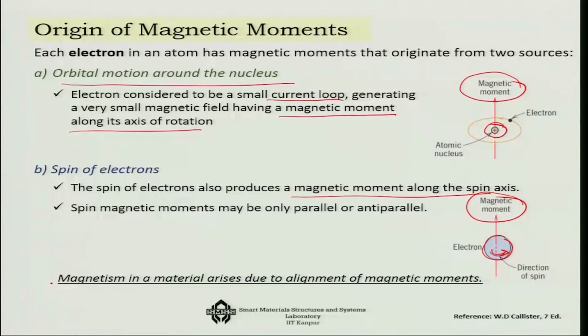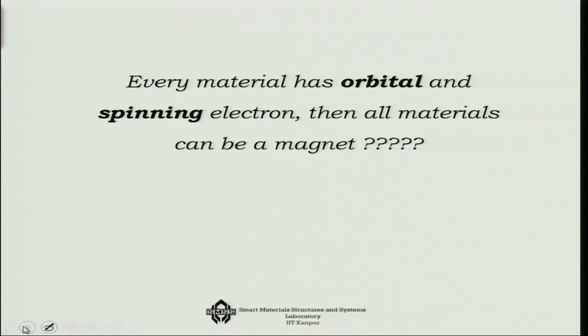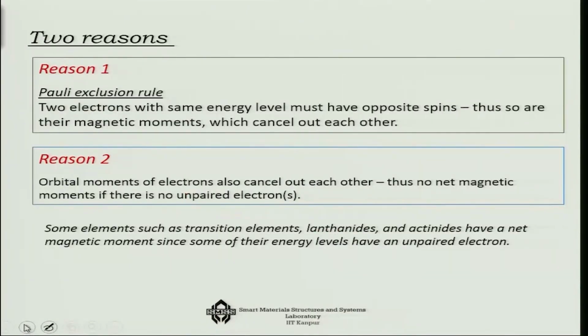So magnetism in a material arises due to alignment of the magnetic moments on a macroscopic scale. We will talk about it. Now, every material has atoms, so it has orbital and spinning electrons. Then are all materials a magnet? The answer is no. On the macroscopic scale it does not happen. So why does it not happen? Two reasons.